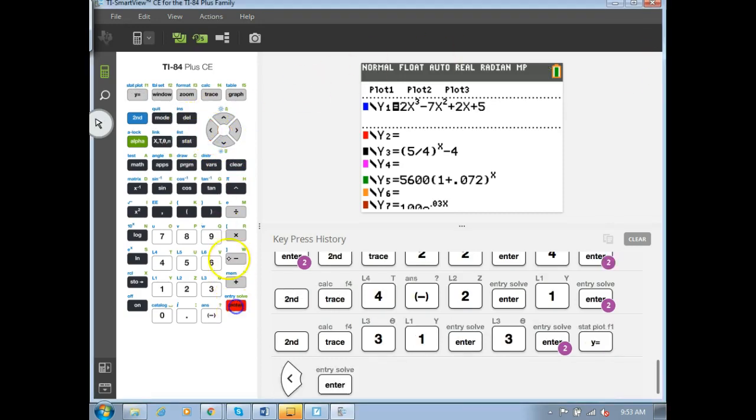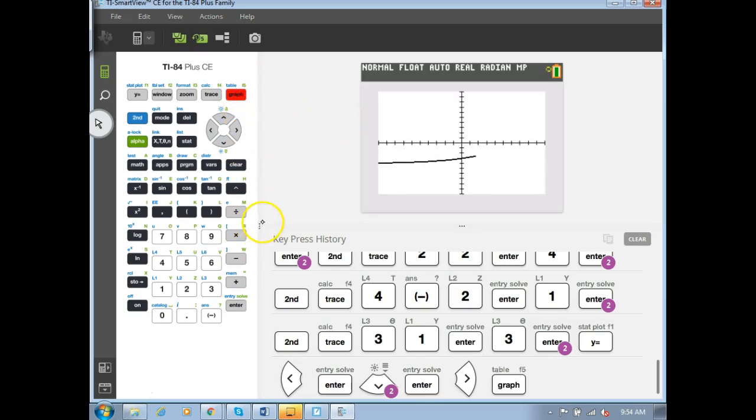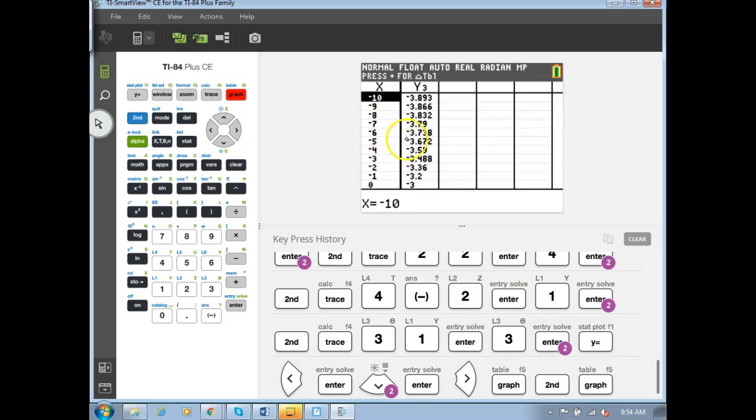This is a trick you can do if you don't want to delete all your functions because you need them for later. You can turn them on and off by highlighting the equal sign. All right, I'm graphing this new one now. Hit graph. There you be. Lovely. And then I want to go to the table and graph a few good points.